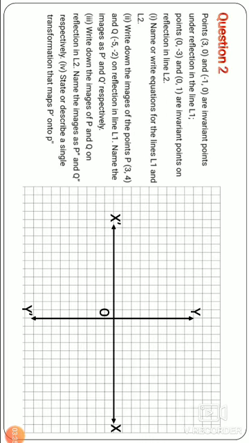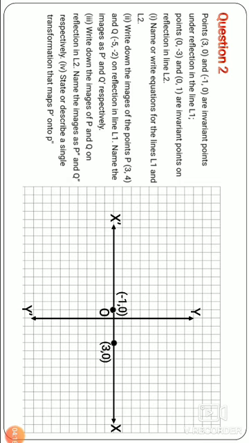Okay, let us have a look at the second question. So in the second question, it is said 3 comma 0 and -1 comma 0 are invariant points under the reflection in line L1. So there is a line L1, and when you plot the given points, that 3 comma 0 and -1 comma 0, the image is invariant. Invariant means the image and the object both lie on the same line. Okay, so first let us plot 3 comma 0 and -1 comma 0. So this is my 3 comma 0 and this is my -1 comma 0.